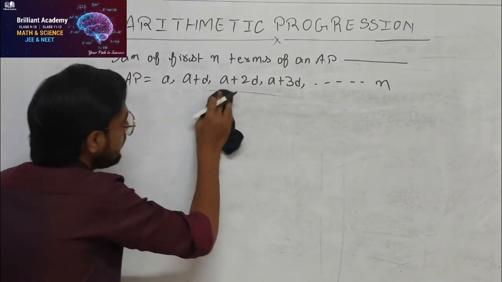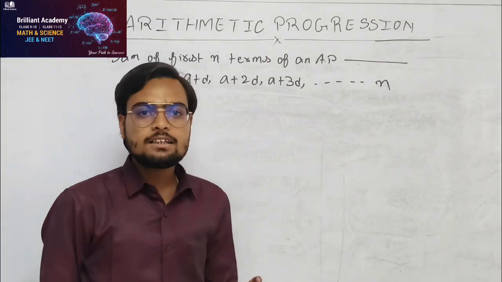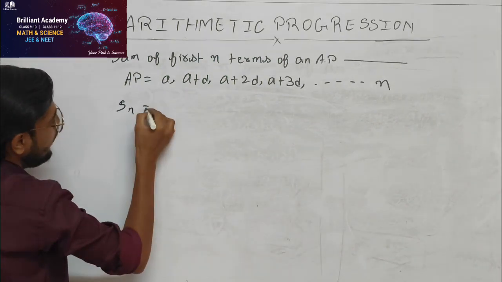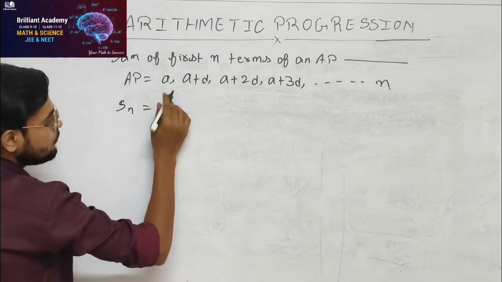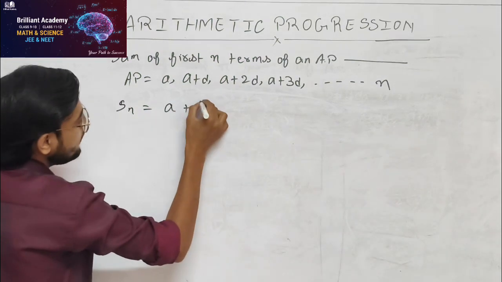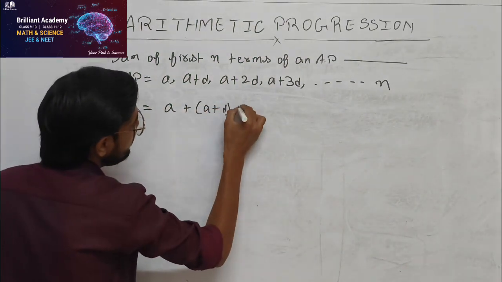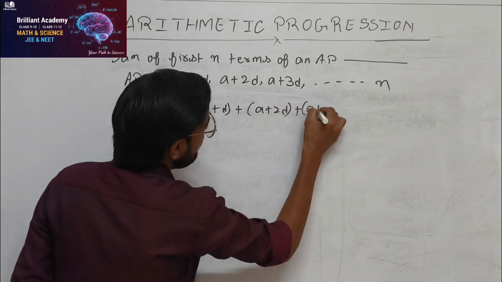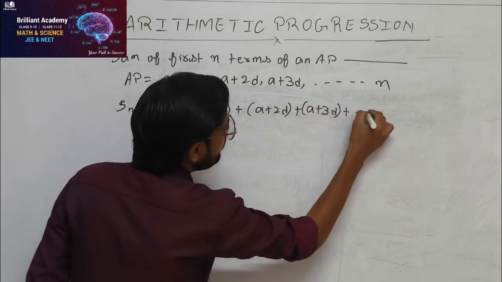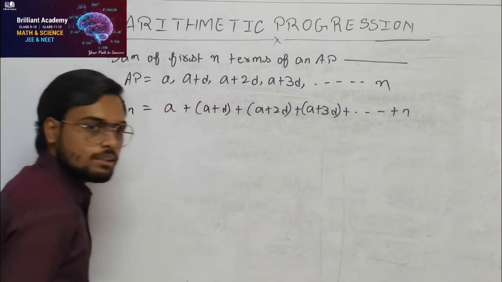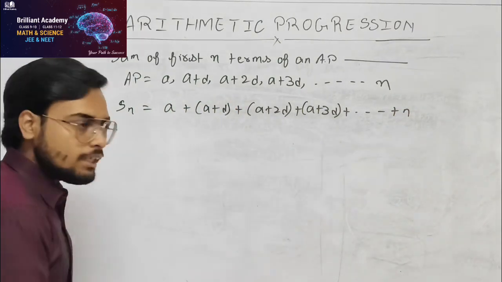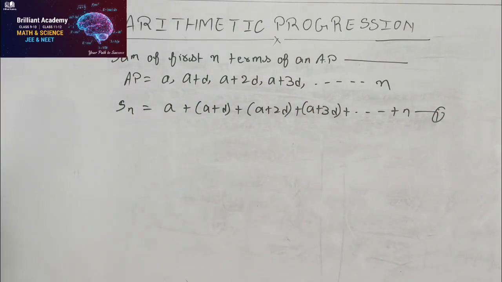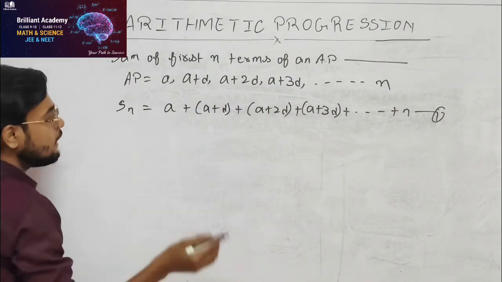For this, in the first step I simply write the sum of these terms. So Sn, the sum of n terms, is a plus d, then again a plus 2d, then again a plus 3d, up to n number of terms. I write the sum in a simple way, and this is my equation first. Then in the next step I write the same thing, but this time in reverse order.